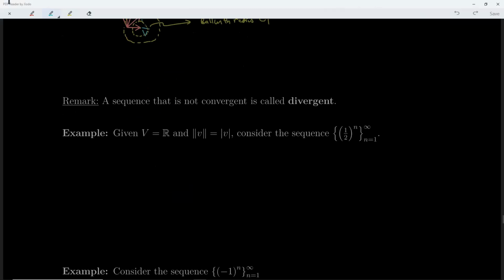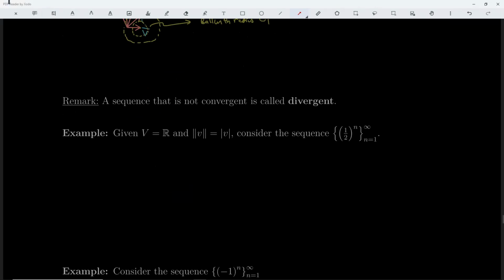Consider the vector space of the real line, where the norm of these numbers is defined as the absolute value of these numbers. And we have the sequence Vn equal to 1 over 2 to the power n, where n is changing from 1 to infinity.